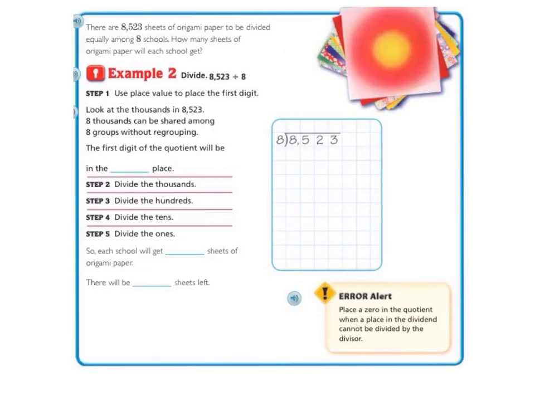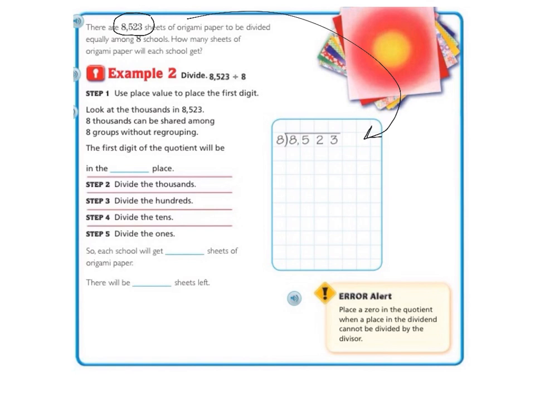Let's practice this method again. This time we're going to divide 8,523 sheets of origami paper, and we're going to split them among 8 schools, and we want to know how much each school is going to get. So we're going to divide 8,523 by 8. Remember, our big number is our dividend. And dividend sounds like it's inside the house. So the big number goes on the inside. And our divisor goes on the outside.